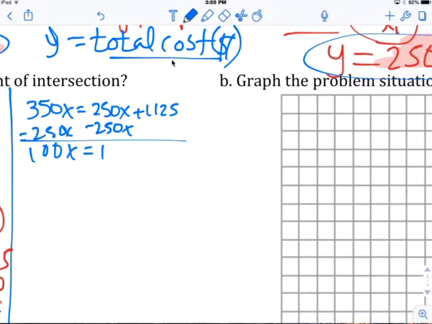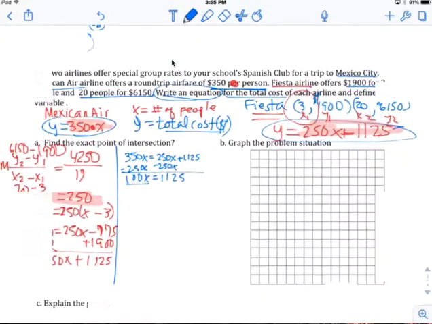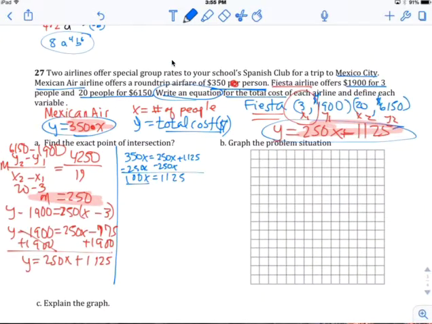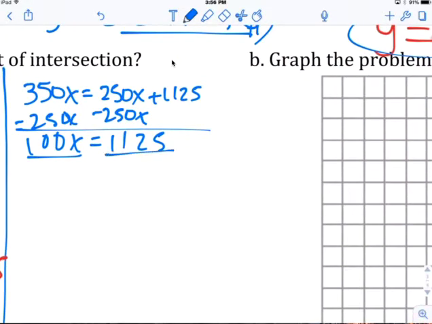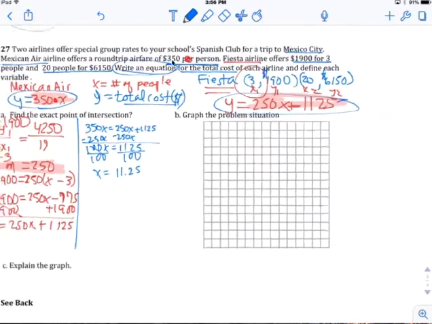100x equals 1125. All right. I may have done something wrong, you guys. I hope not. Anyways, if I did, you know how to do this, I hope. Get x equals 11.25 people. So basically 12 people.